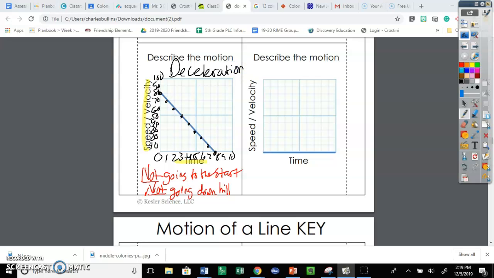But Mr. Bullens, I thought you said this was deceleration. On a distance time graph, sure. Not on a speed time graph. This is not a hill. This is not going back to the starting point. This is deceleration.